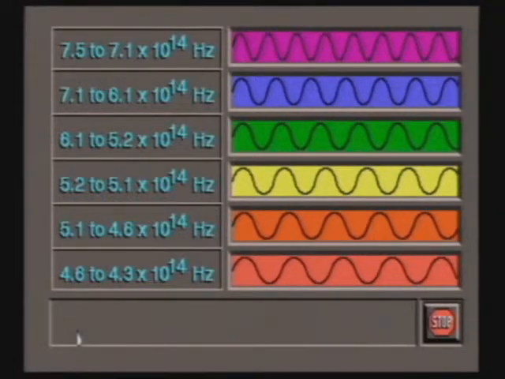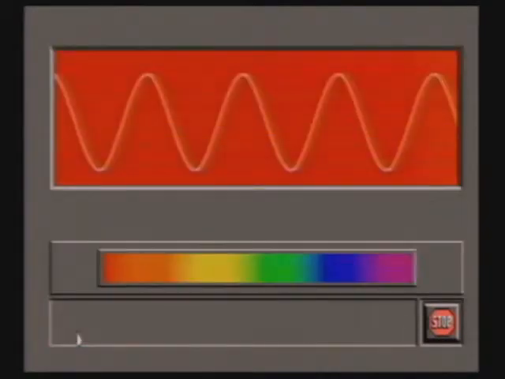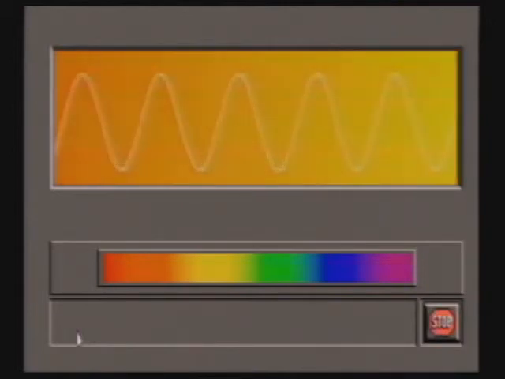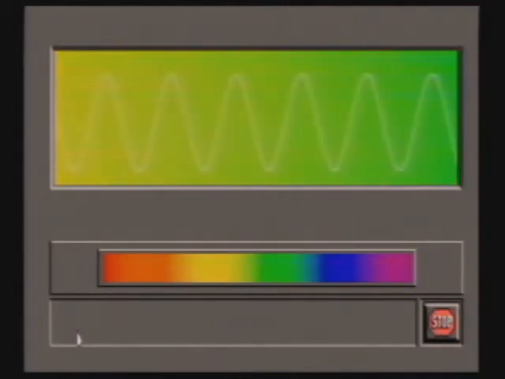The color of light is determined by the frequency of the light wave. Red light has the lowest frequency. Green light has a higher frequency. And violet light has the highest frequency of visible light. Color changes as frequency increases or decreases. Try it.